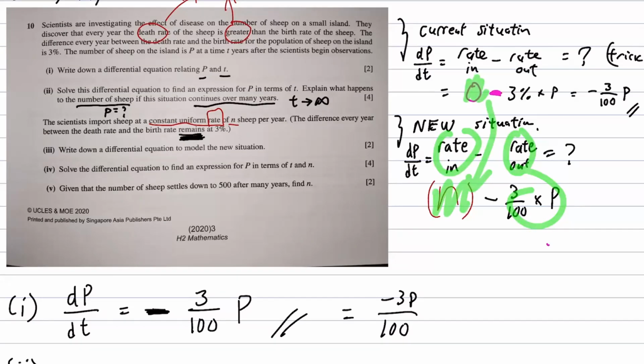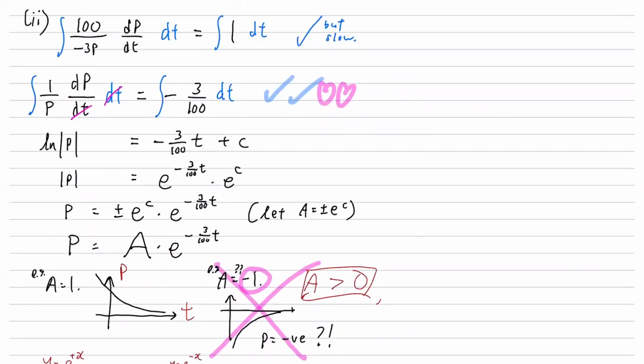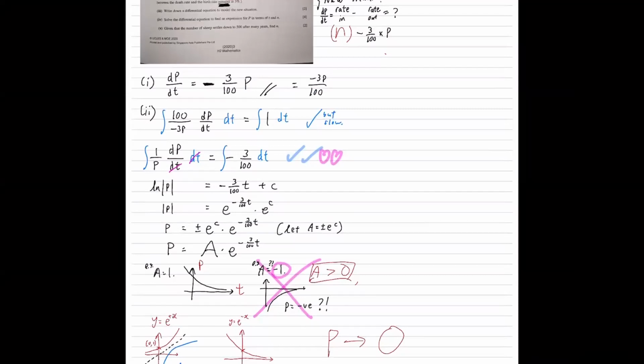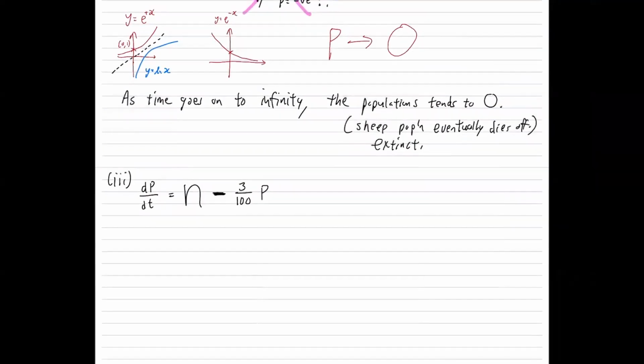Then after that, write down a differential equation to model the new situation. Wow, another free 2 marks. So easy. Change 0 to n, you get 2 marks. But testing your understanding. I'm just going to copy and paste my part 1 answer so I can write less. Part 3 is now looking at a new scenario where instead of just minus 3 over 100 p, the scientists make sure to import more sheep, so it's n. So that is part 3 done. Free 2 marks. Ding.